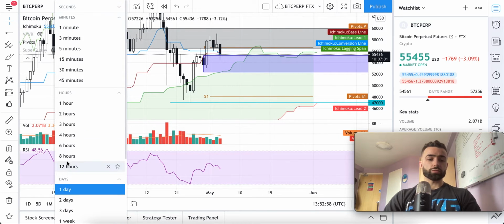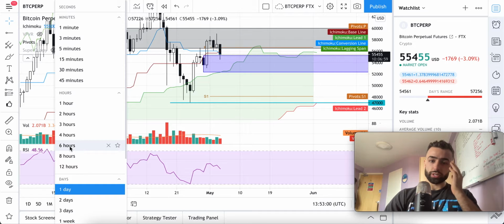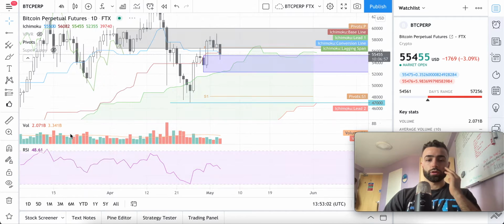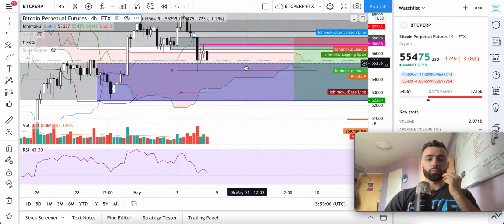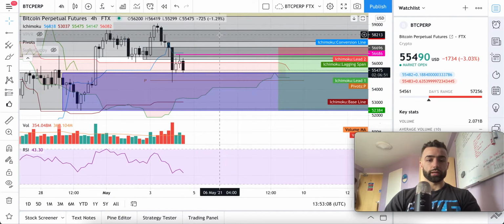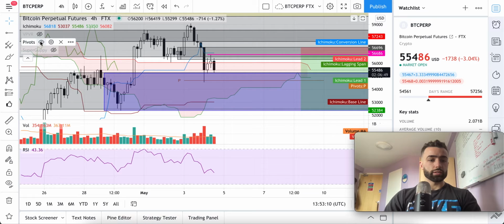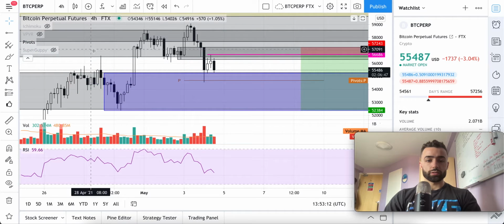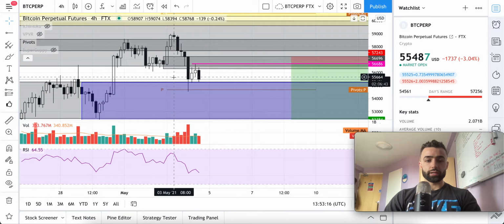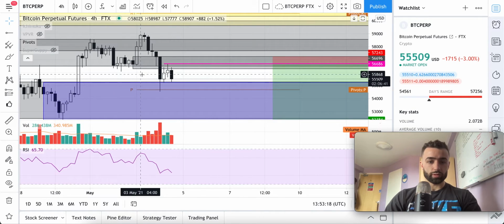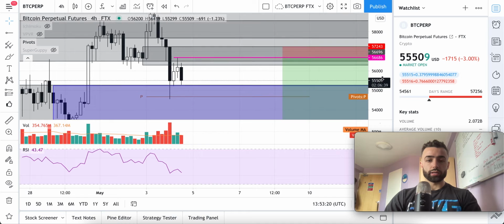So this is what I would like to see for me to be bullish again on Bitcoin right now. If we go to the 4-hour time frame, there's a couple things to look at here. The first thing is, let's turn this off and let's look at this level right here. This level right here was the resistance zone that I talked about on the Telegram channel.